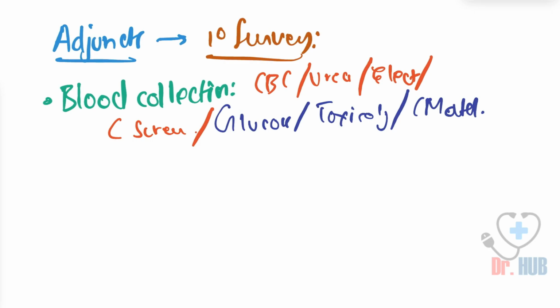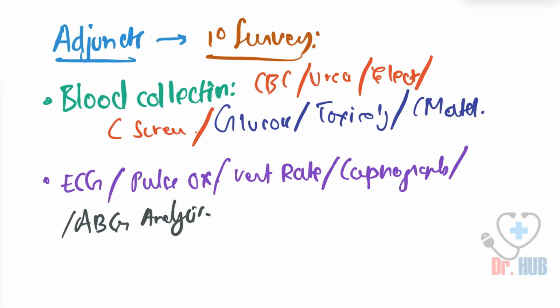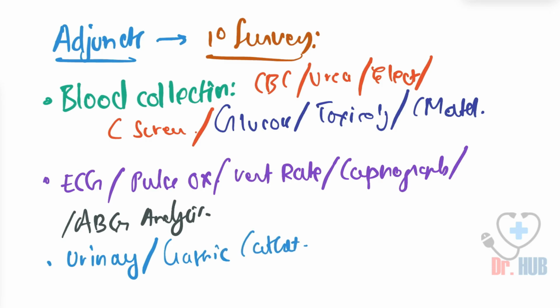Then we have other findings such as the ECG, the pulse oximetry, then the ventilatory rate, then the capnography, as well as the ABG analysis. Next, we have the urinary and gastric catheters, and then we also have the EFAST.